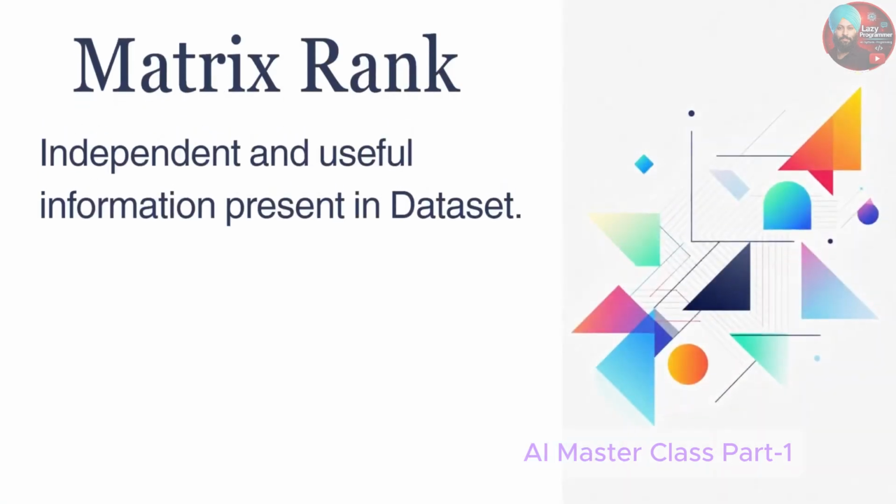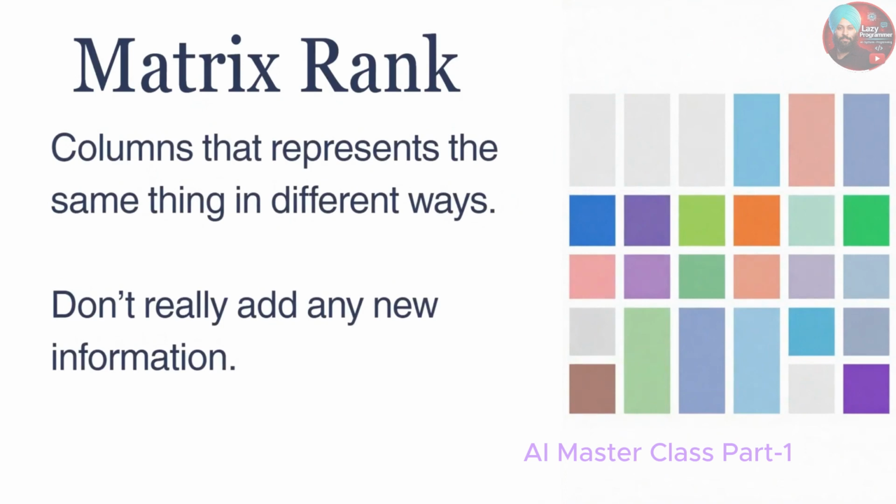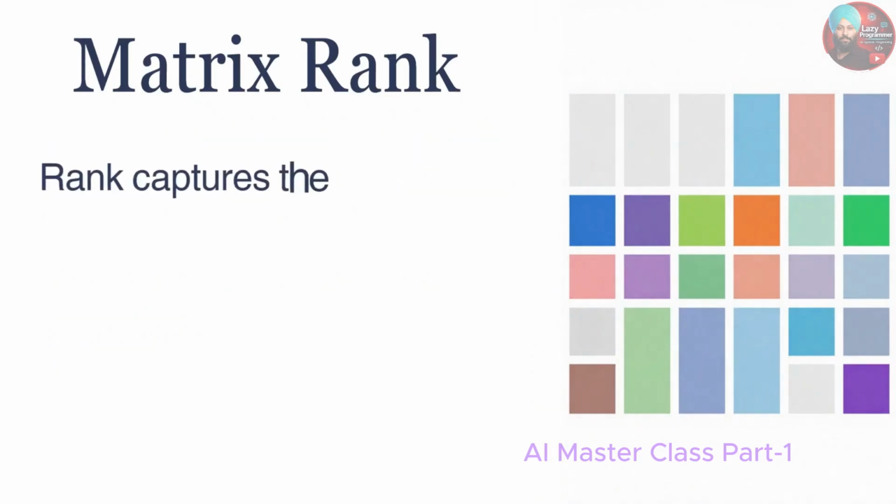At a very high level, the rank of a matrix tells us how much useful information that matrix actually contains. A matrix is a collection of data stored in rows and columns that we already know. Now imagine some columns are basically saying the same thing in different ways. They may look different, but they don't really add any new information. In that case, even though the matrix may look big to you, the amount of useful information inside that matrix is very small. And that is exactly what matrix rank captures.